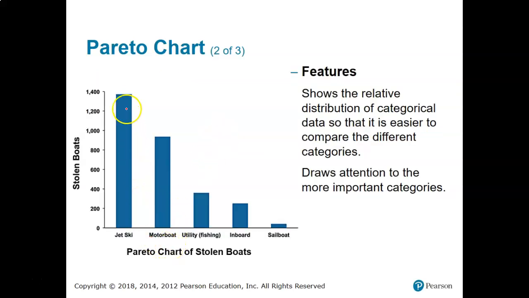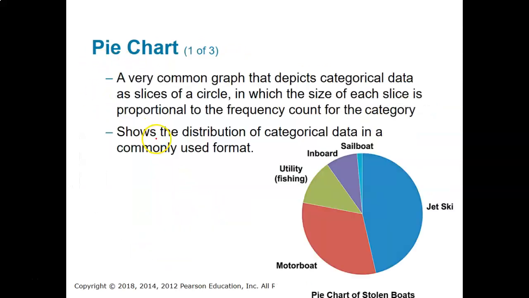So like on this one, this is a Pareto chart because the bars are in descending order. And because we've got jet skis, motorboats, utility fishing, inboard, and sailboat, if we needed to, we could move these bars around and it really wouldn't affect our graph. So that's why this is a bar graph here that we're using. And it's a special type of bar graph being a Pareto chart.